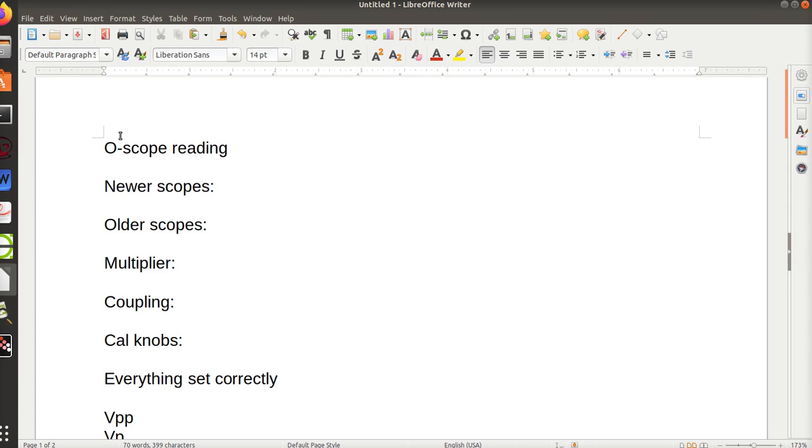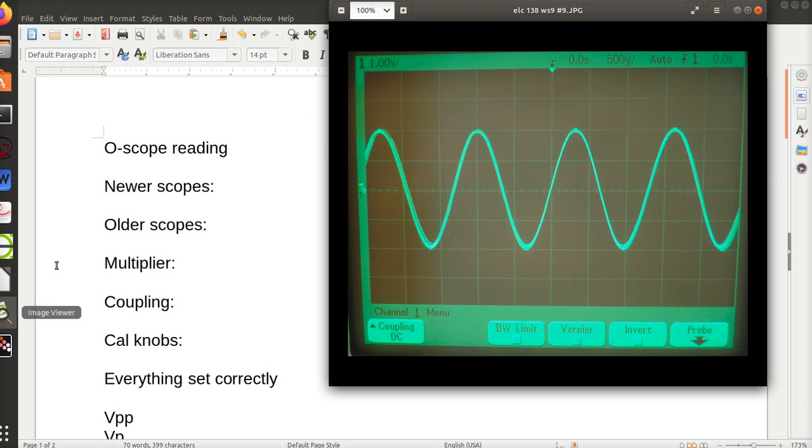Okay, this is a video on reading oscilloscopes. Now, I've got a picture here of an oscilloscope waveform. And one of the things I want to talk about is newer scopes and older scopes. And if the picture goes away, then I will pull the picture back in.